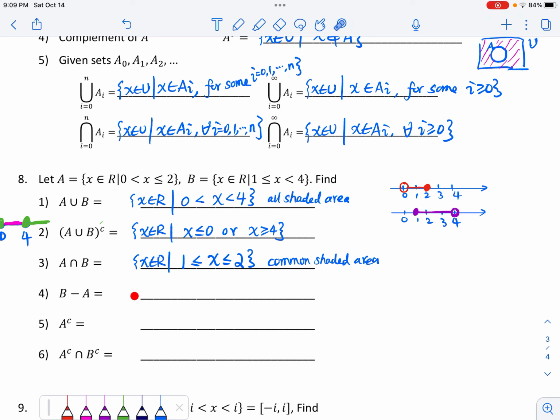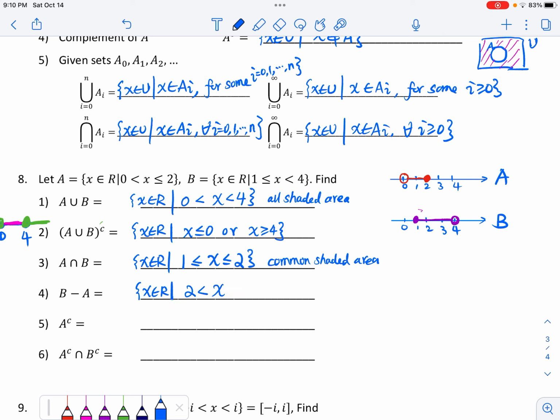And then B minus A, so you're going to remove A from B. Again, the first one is A, the second one is B. Removing A from B, the A is from here to here, you're going to remove that piece from the B. So it will be X in R, X greater than 2, less than 4, because all the values 2 and below will be removed. So that's what we have.